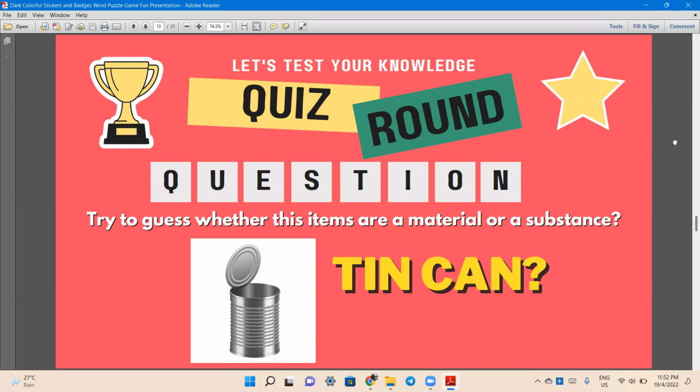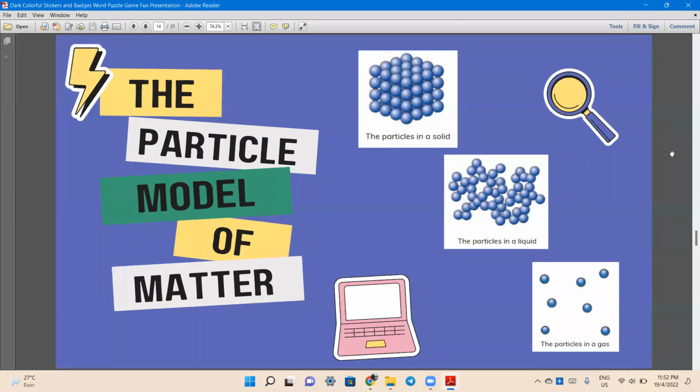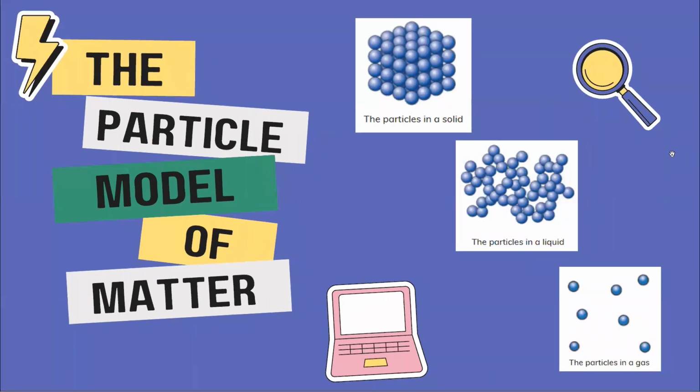All right, let's go to the next part of this virtual clinic. It's about the particle model of matter. Whenever I say particle model of matter, I mean the arrangement of the particles. Don't get yourself confused, my dear children. The particle model of matter means the arrangement in which all three states of matter, which are the solid, the liquid, and the gas, are arranged.